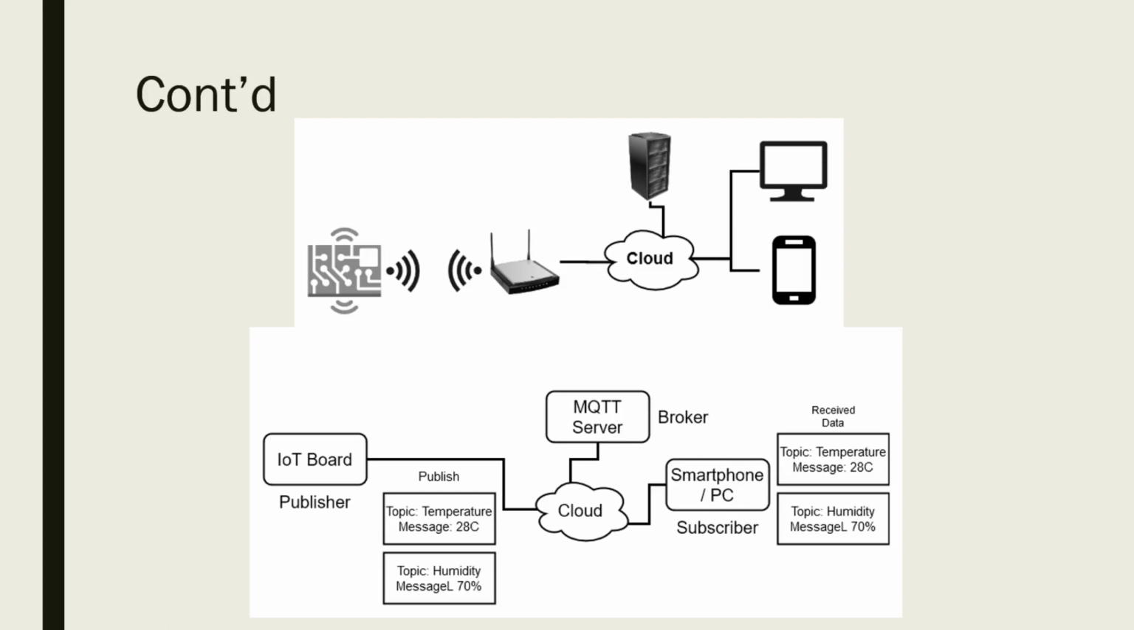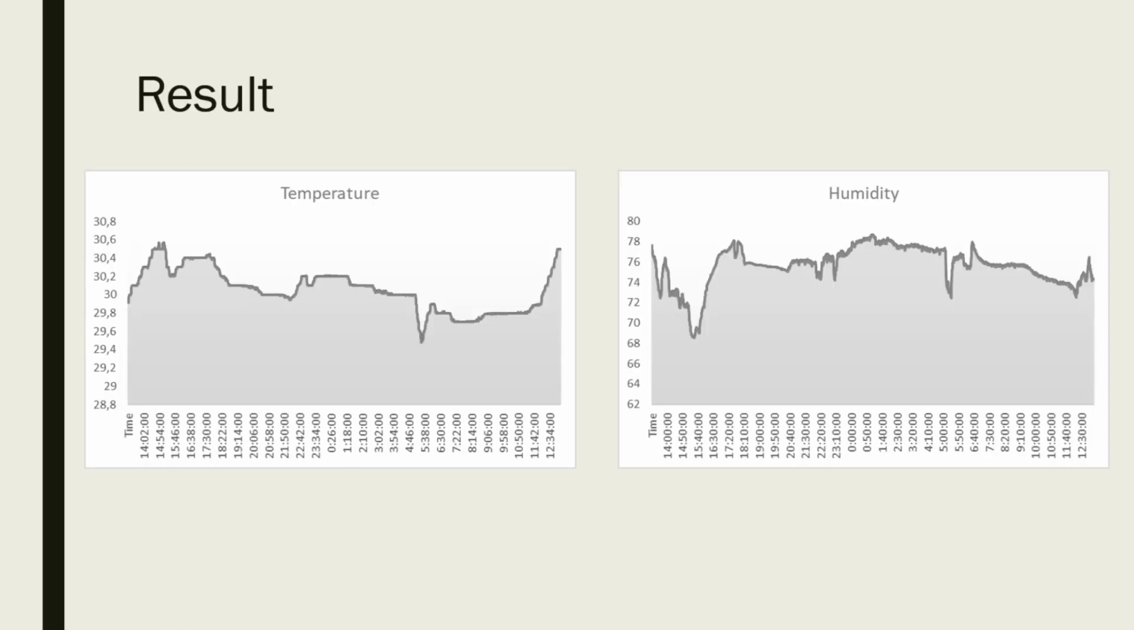Similar to the previous process, this process will repeat endlessly until an interruption happens in the IoT board, in the broker, or in the smartphone or the client. So the client will keep receiving the information from the IoT board until an interruption happens.